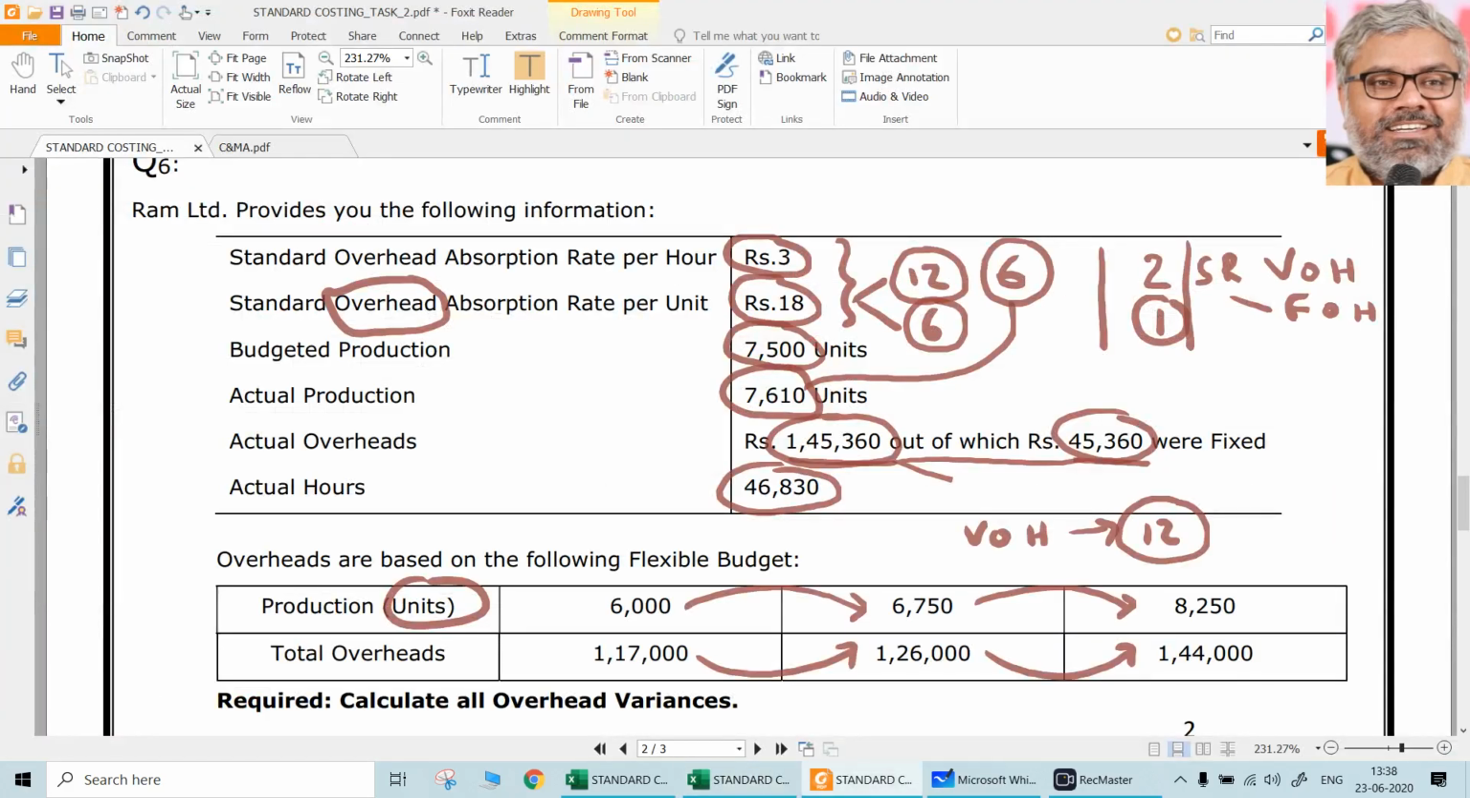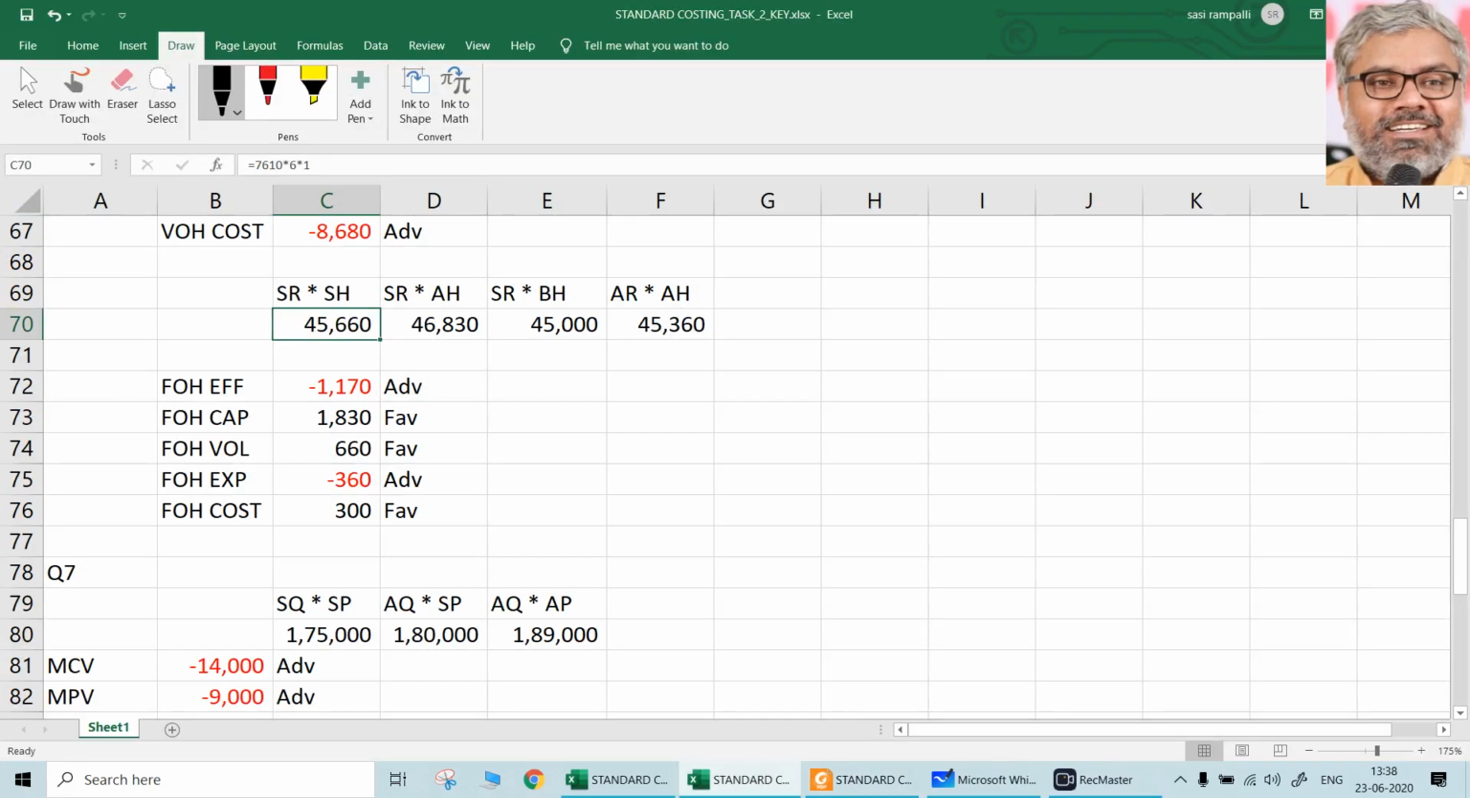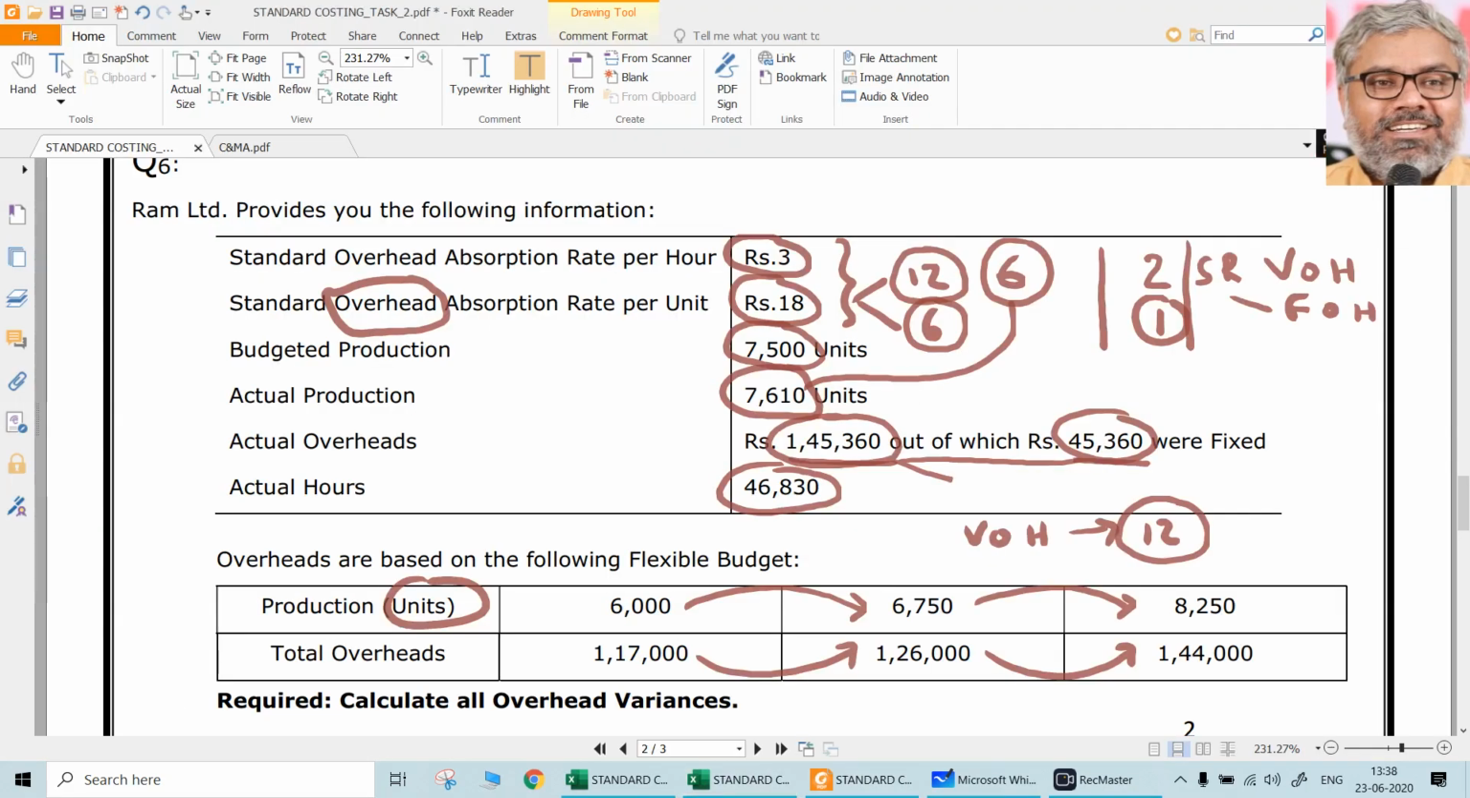But we should understand, when budgeted production is given, 7,500 units, multiplied with the 6 rupees per unit, that is the fixed overhead rate per unit, that will be the budgeted fixed overhead. So whatever the information we are using, that doesn't matter. Ultimately whether the answer is coming or not, that matters. You should be able to naturally convert hours into units, units into hours. That is the core point in this question.